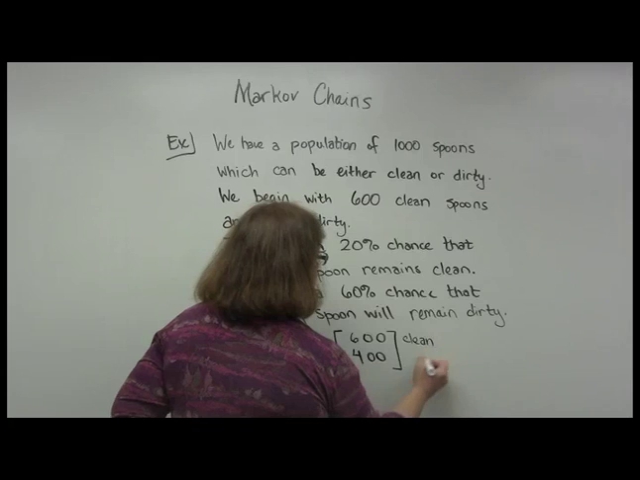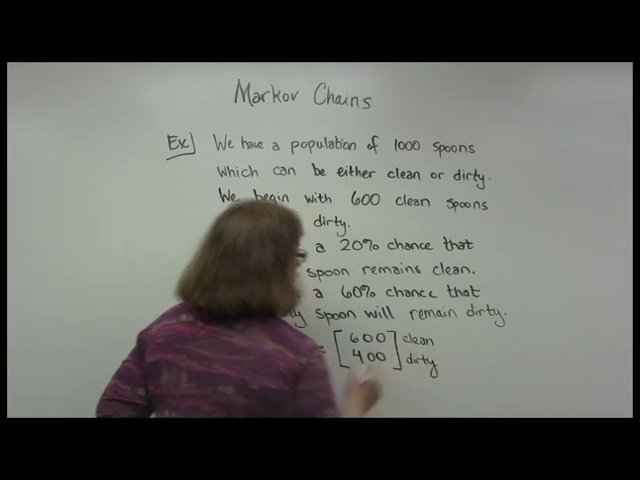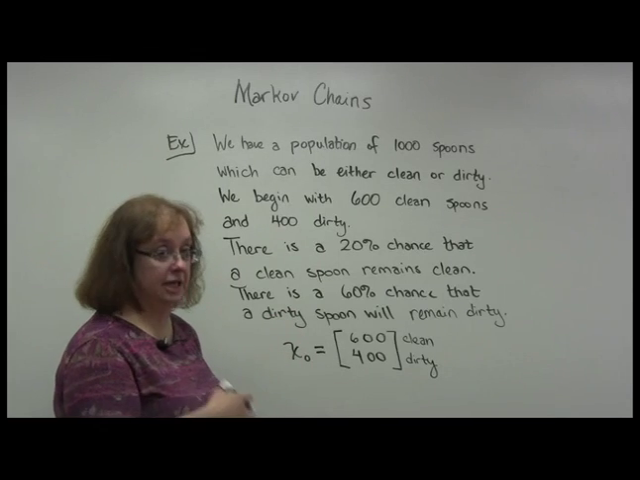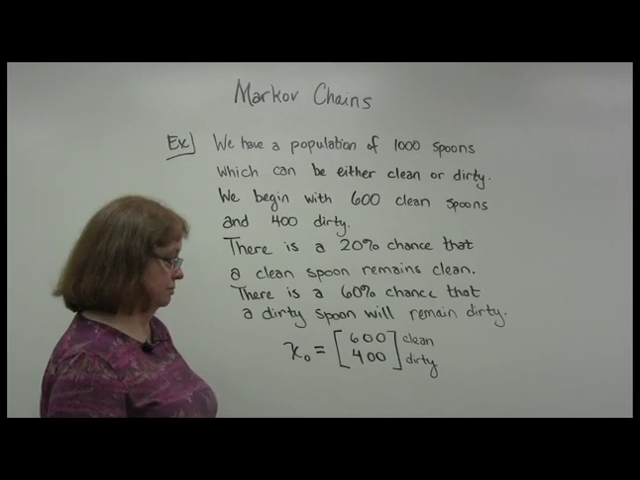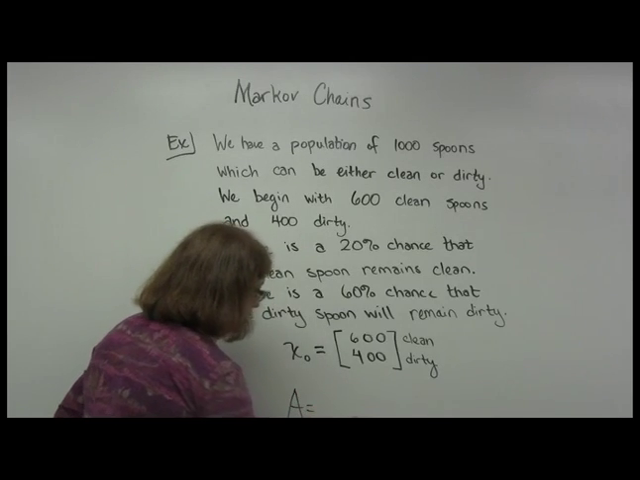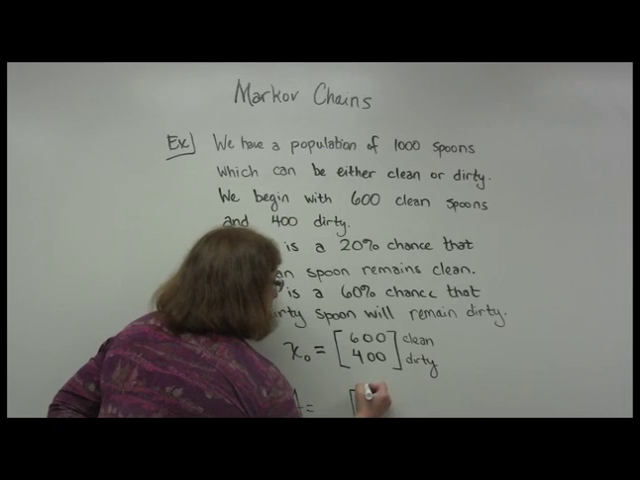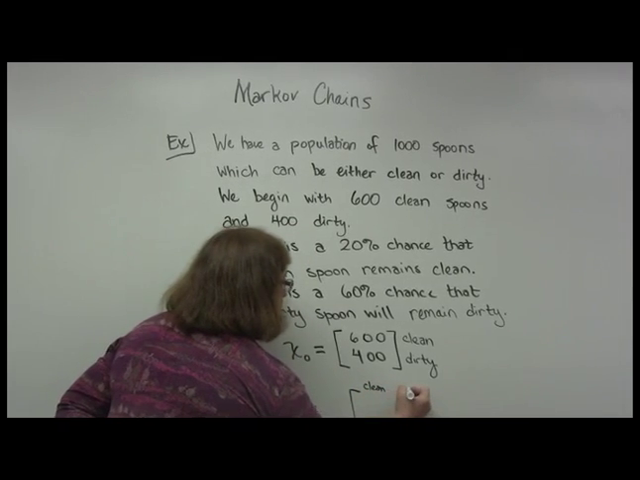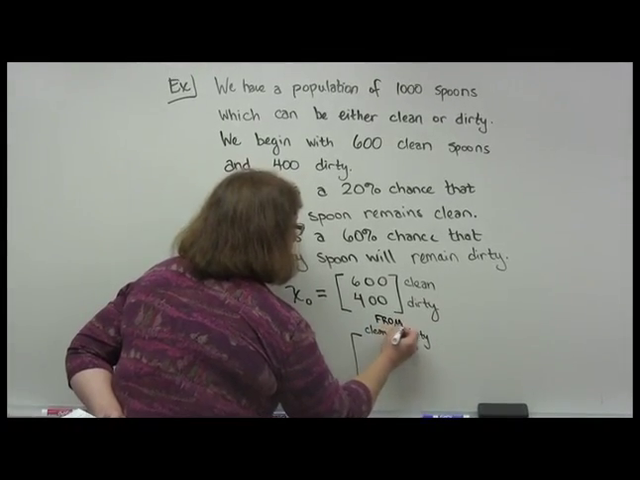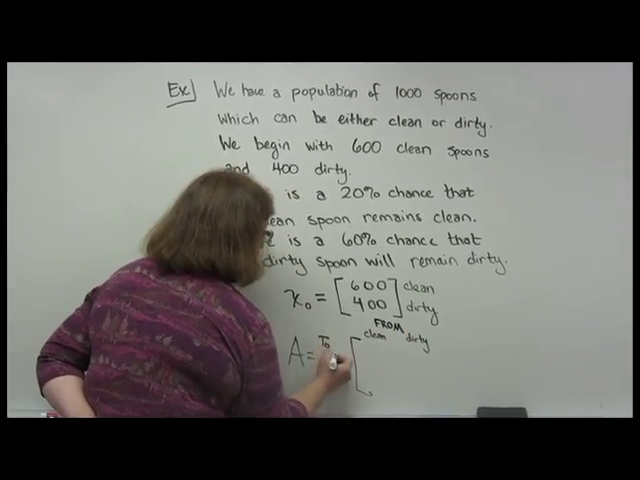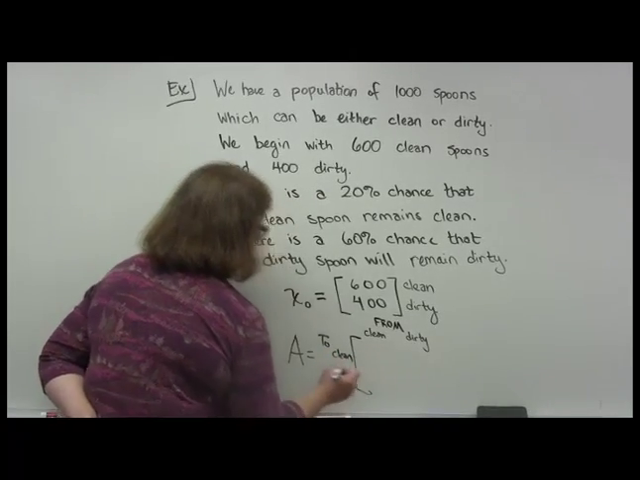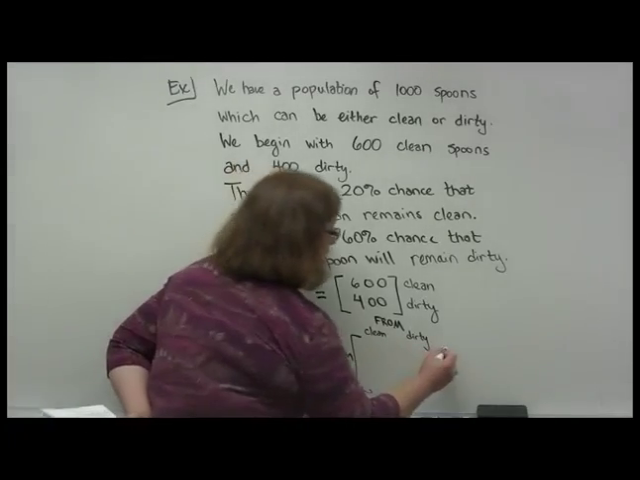I need to be consistent all the way through. So if I'm going to put clean on top in my initial state vector, I need to put clean on top in my transition matrix. Now that transition matrix, which I just call A, not exciting, but it works, I'm going to put what it's going from and what it's going to. So here's what I'm talking about.